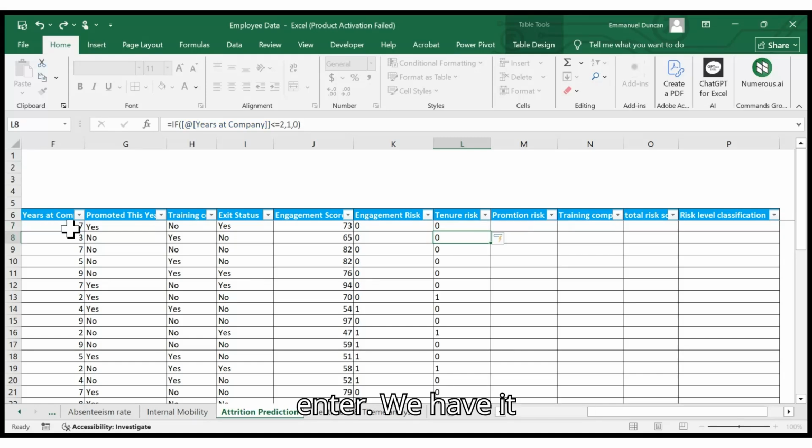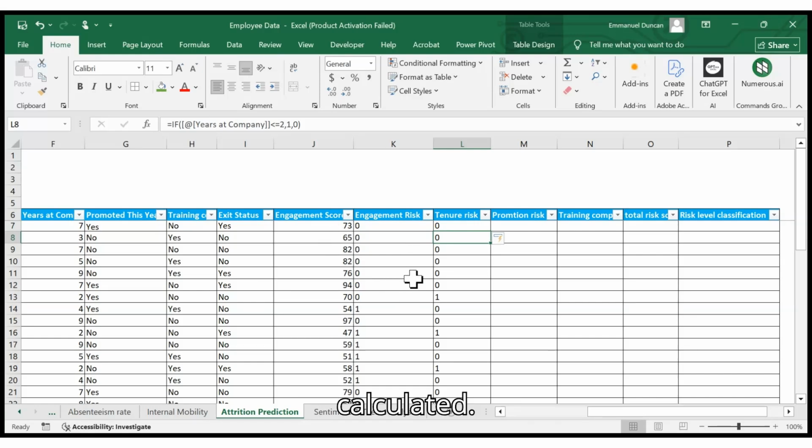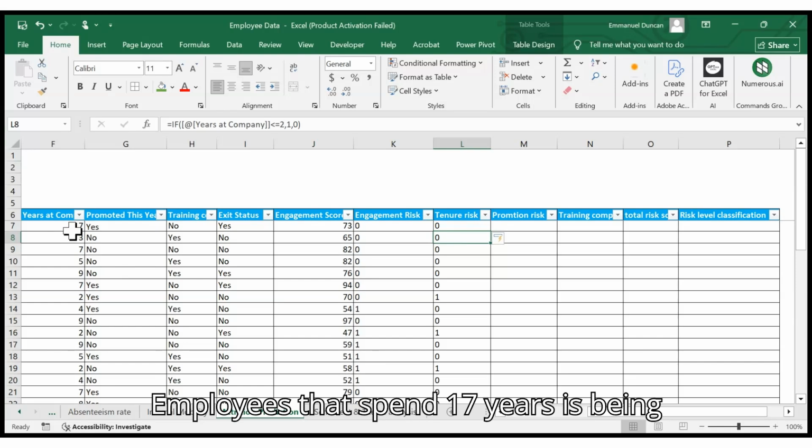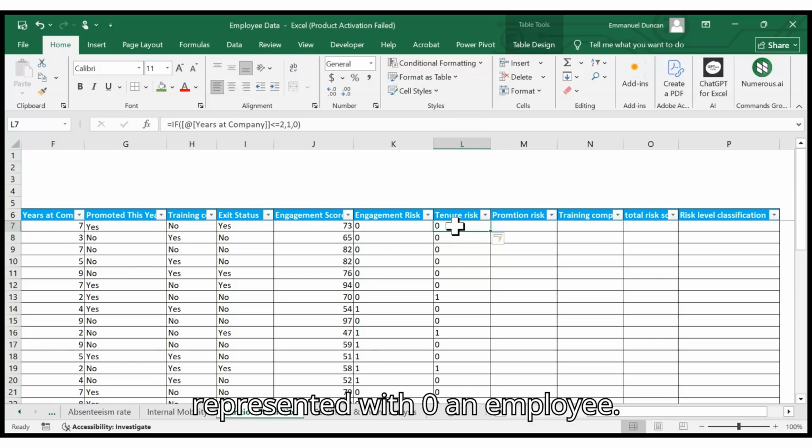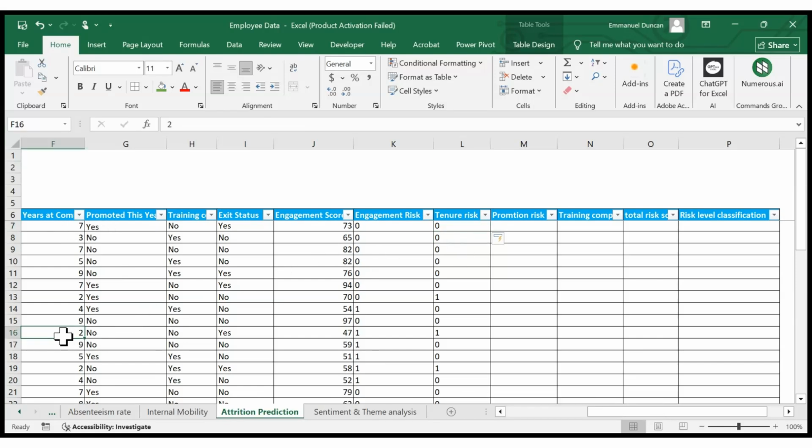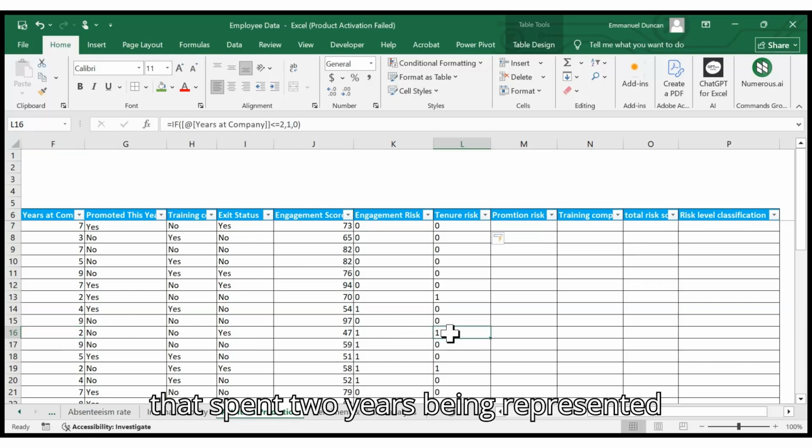Then you press enter. We have it calculated. Employees that spend 7 years is being represented with 0. An employee that spent 2 years being represented with 1.